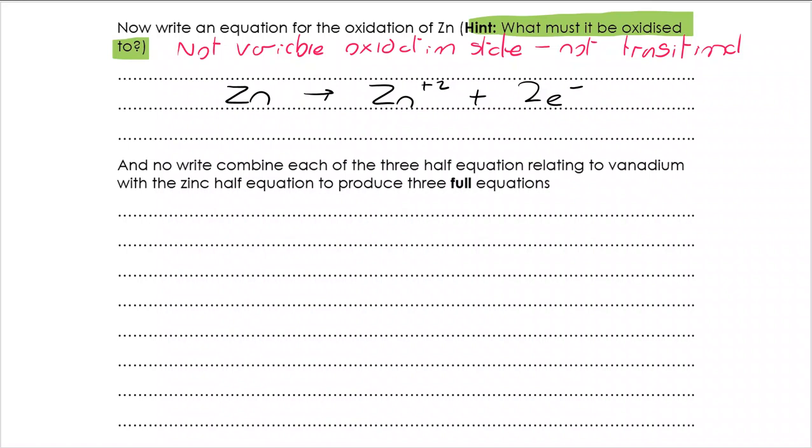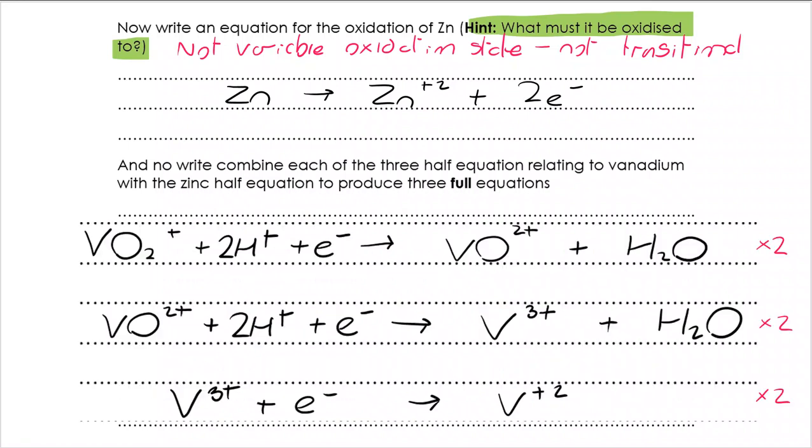And now we're going to combine this half equation with the 3 half equations that we just worked with. Now remember, when you combine half equations, you've got to multiply them up to have the same number of electrons in one half equation as you do in the other. There are 2 in the zinc half equation, so I need to multiply this top one by 2. I'm actually going to multiply all of them by 2, so I have 2 electrons in each one.